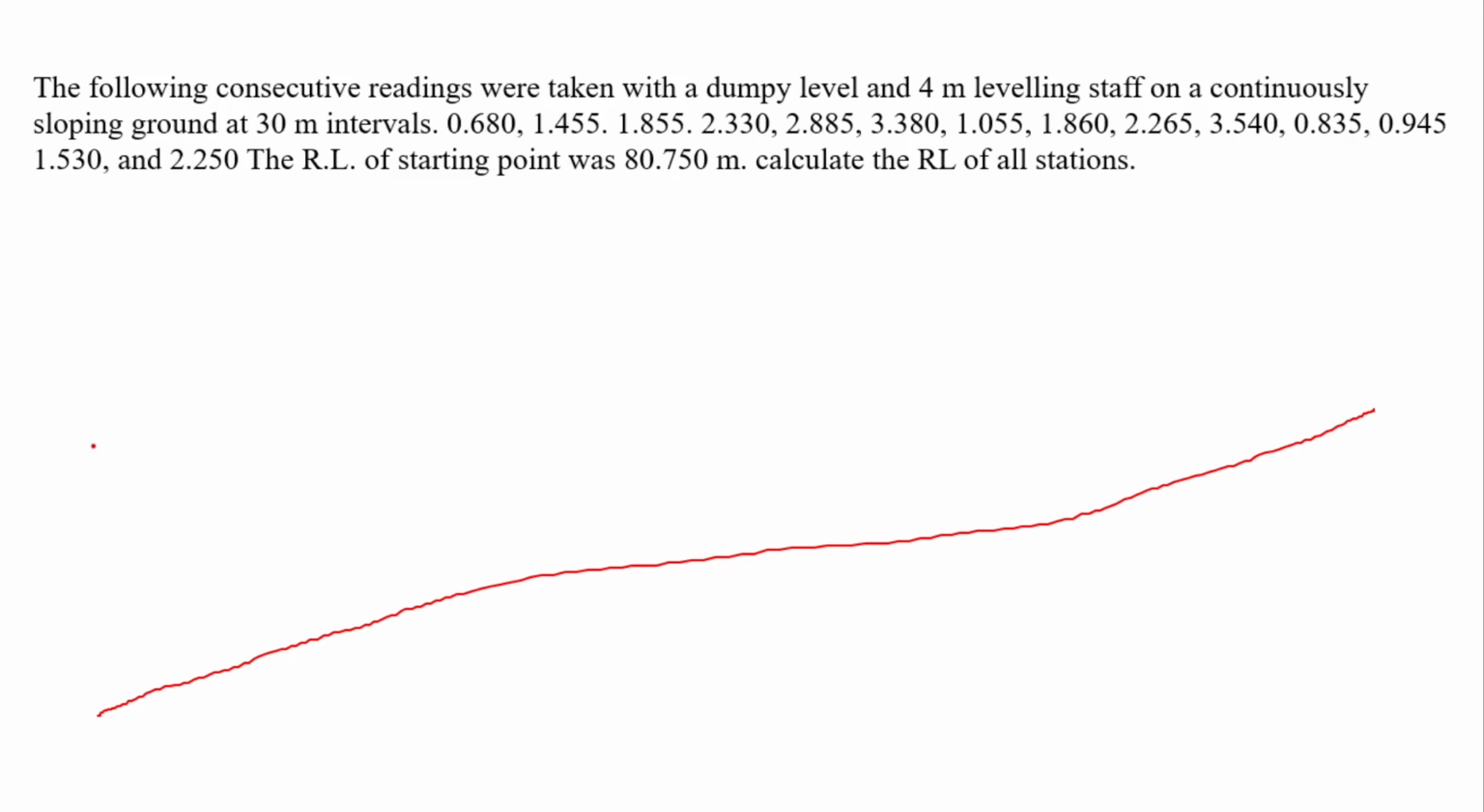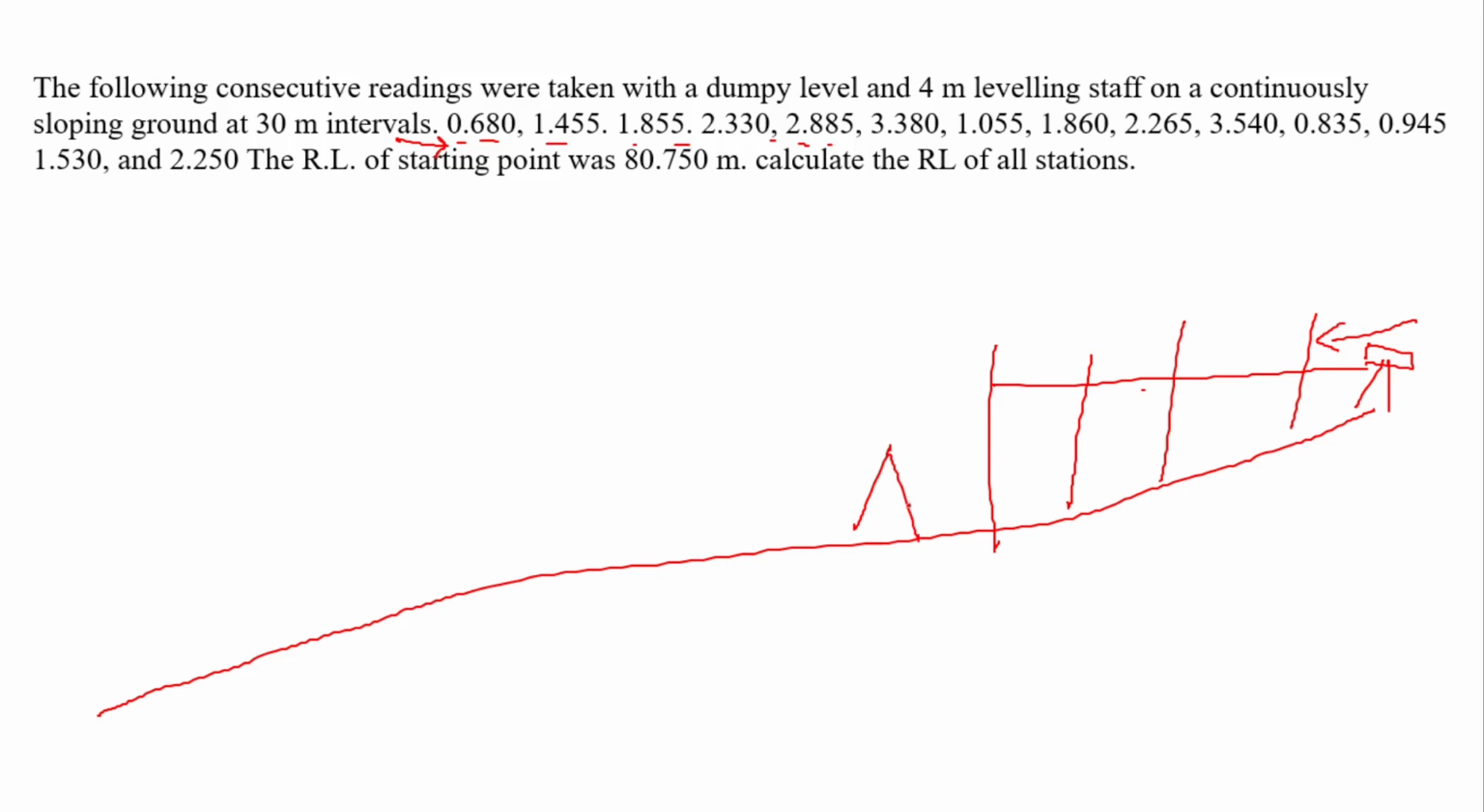You can see here the trend of readings. It is continuously increasing. It means we are going downside. Survey work is conducted downside because suppose we are setting our instrument here and we are placing our staff in such a way that the staff reading will continuously increase. Okay, but suppose we suddenly change the station, that time the staff reading will suddenly fall.